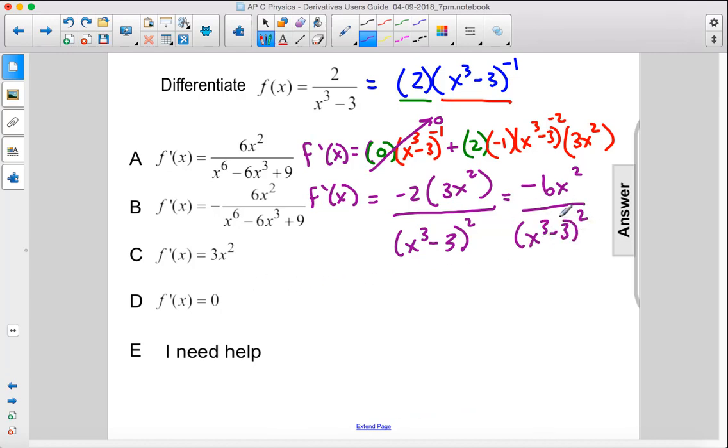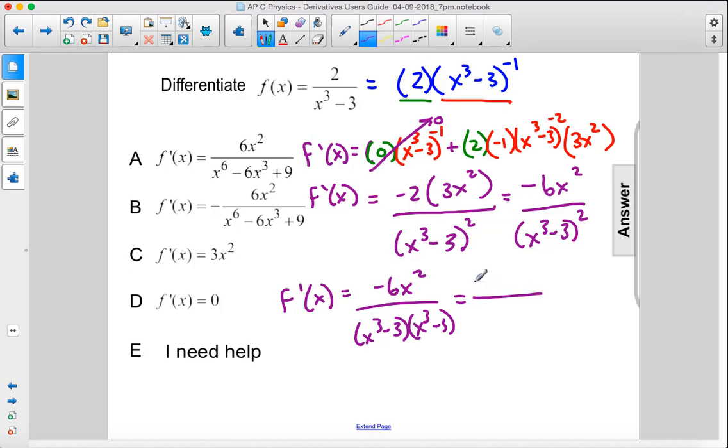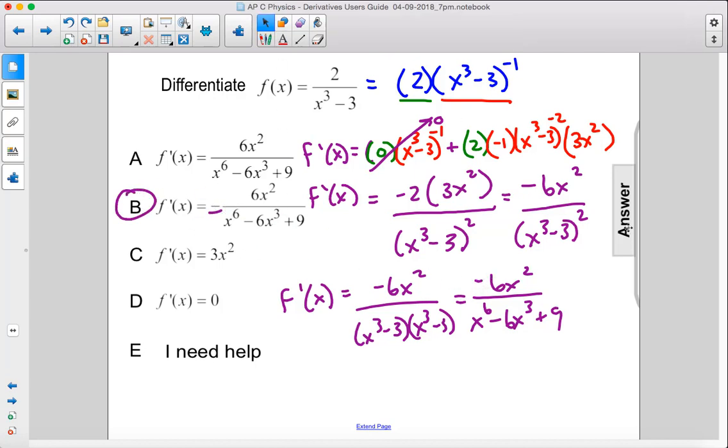And if we actually multiply this out, we would get negative 6x squared over (x to the third minus 3) times (x to the third minus 3), which equals, we have x to the 6th power minus 3x to the third minus 3x to the third. That gives us negative 6x squared over x to the 6th minus 6x to the third plus 9, and that is b. Their negative sign is here, mine is up here, but those are the same thing, so b.